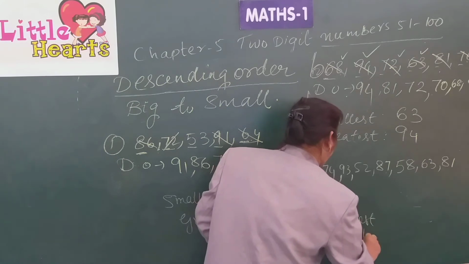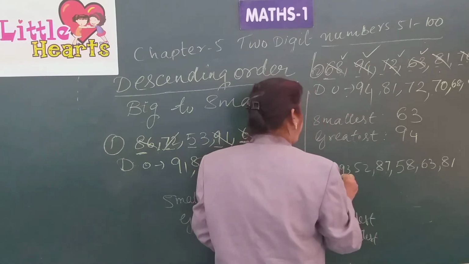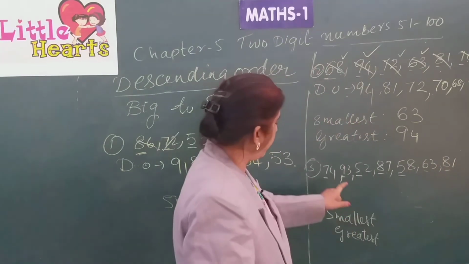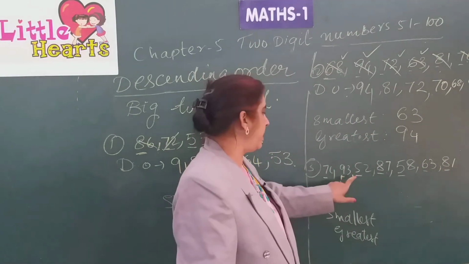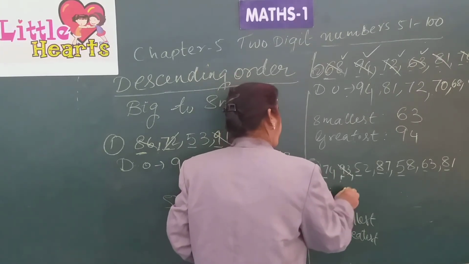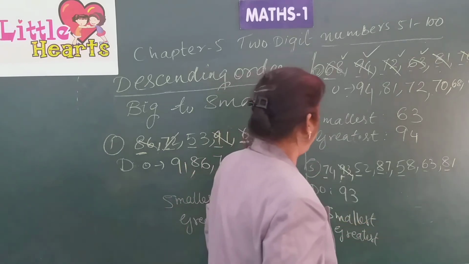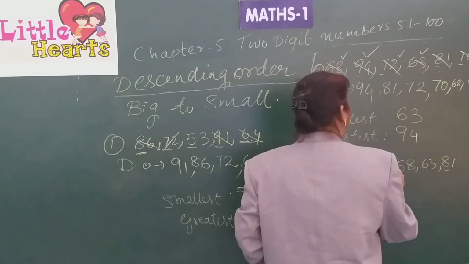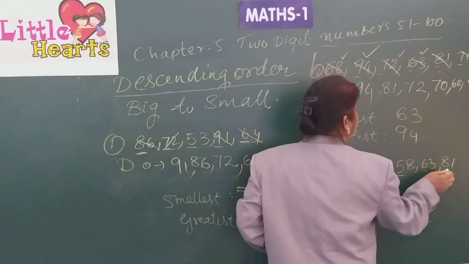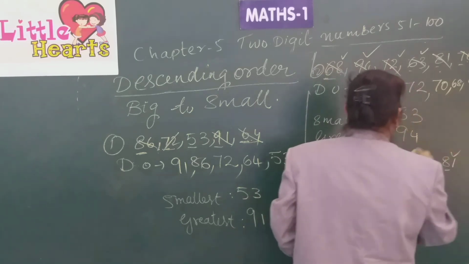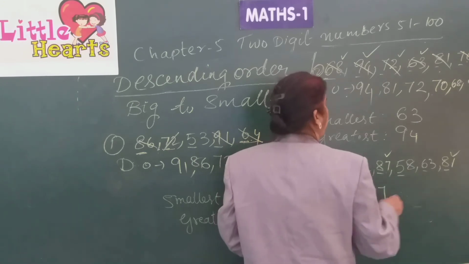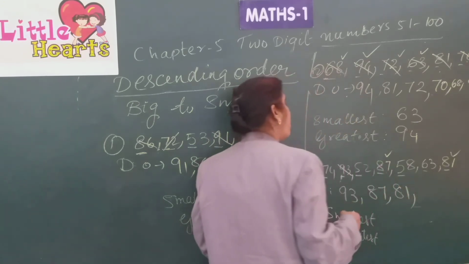Now underline the tens place digits first. 7, 9, 5, 8, 5, 6. Among all these, 9 is in the tens place in 93. This comes first. Next, check the numbers. 87, 81, 8 in the tens place. We have 2 numbers with 8 in the tens place. Go with the ones place. 7 and 1, which is big? 87. Next comes 81.